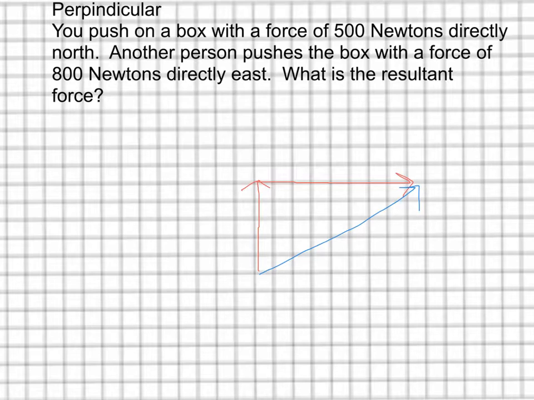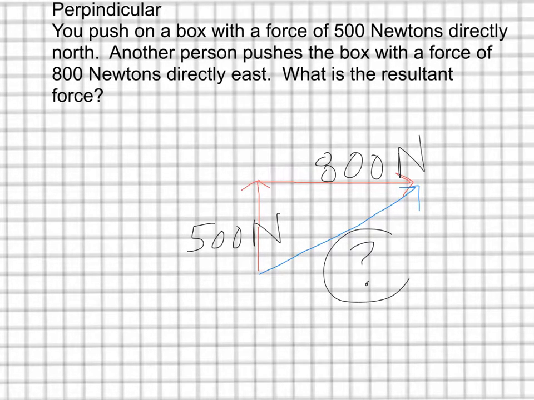So to figure out the magnitude, I would take my ruler and measure, and then remember what my scale was, okay, if you wanted to do it that way. The other way is to use trig, so that's what I'm going to show you here. So this side is 500, and this side is 800, and both of these are newtons. Okay, so how can we figure out this side? Well, notice that this is a right triangle, so I can use Pythagorean theorem to determine the value of this side.